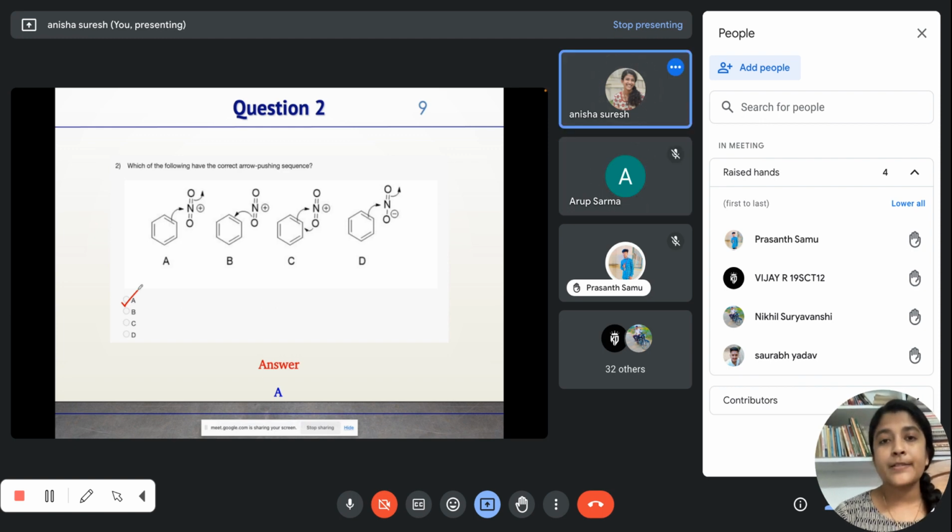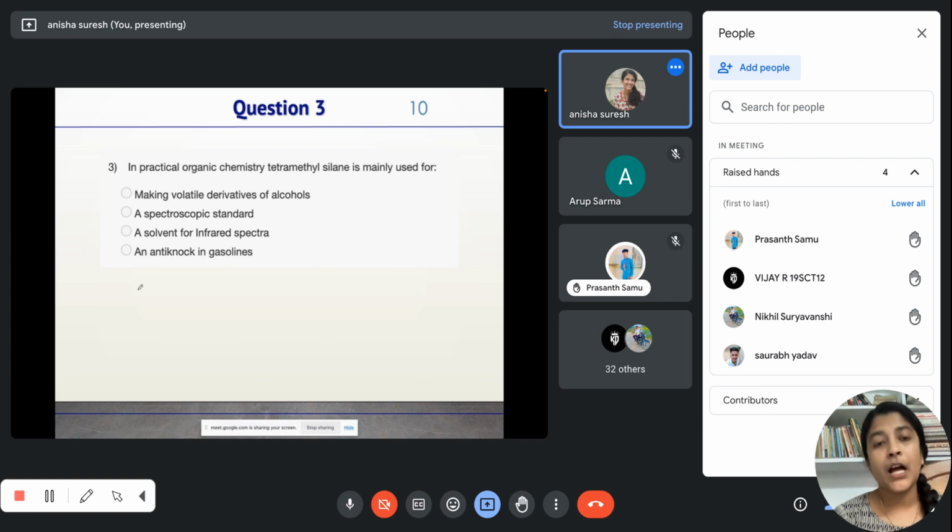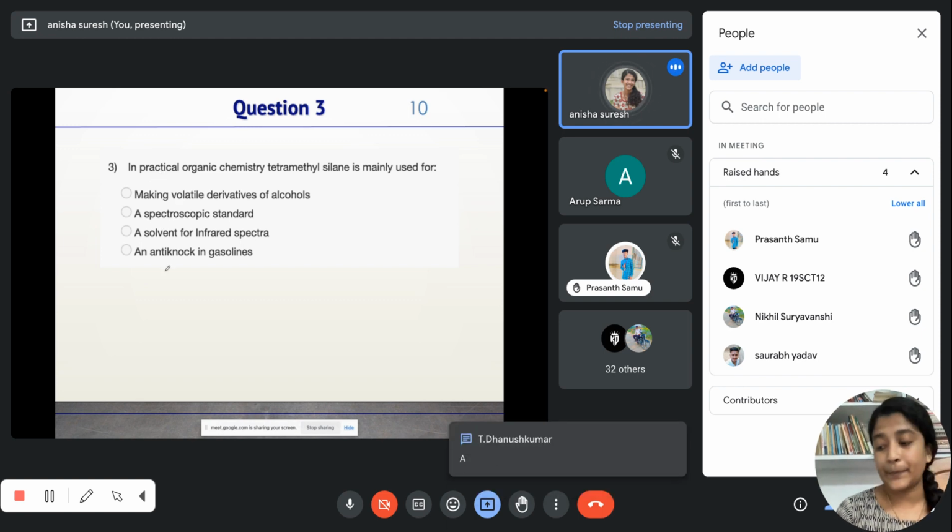Okay. So, now coming to question number 3. In practical organic chemistry, tetramethylsilane is mainly used for option A, making volatile derivatives of alcohols, option B, a spectroscopic standard, option C, a solvent for infrared spectra, and option D, an antiknock in gasolines. So tetramethylsilane is used in practical organic chemistry for which of these four purposes?